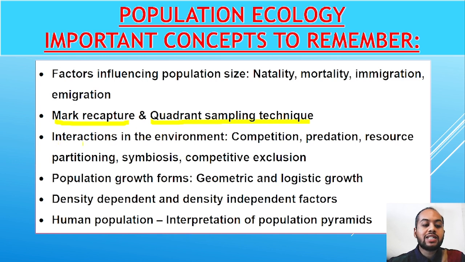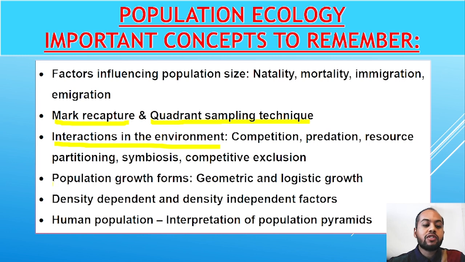Then interactions in the environment. There were different types of interactions in the environment that you would have studied in this topic. Firstly, competition. There were 2 types of competition, namely inter and intra-specific competition. Predation, resource partitioning, symbiosis, where we would have looked at mutualism, commensalism, parasitism, and then also competitive exclusion.